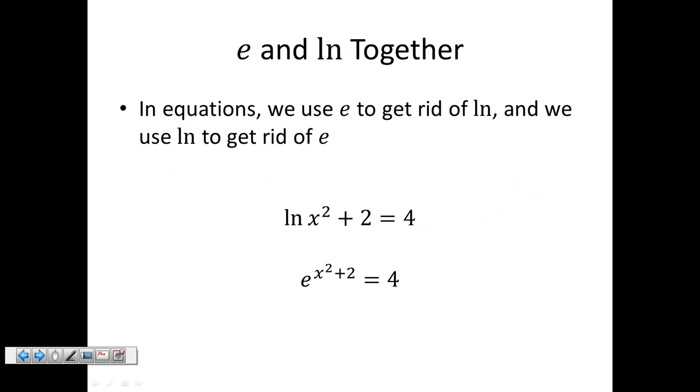Now, in equations, we use e to get rid of natural logs. If I'm trying to solve an equation and I have a natural log in the way, to get rid of that is to use an e. And vice versa, we use a natural log when we want to get rid of an e.